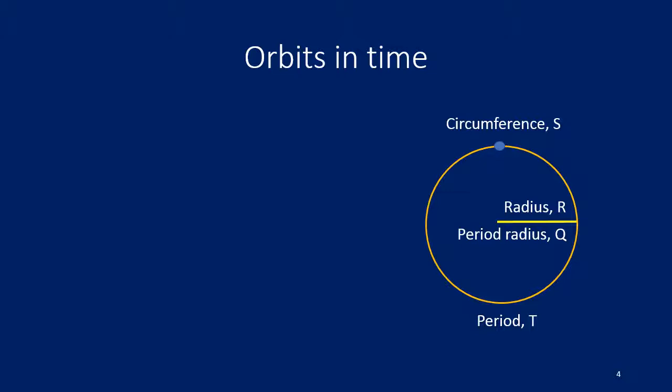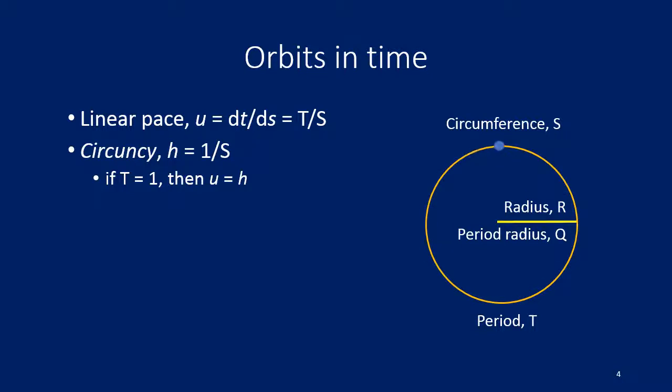Now let's look at orbits in time. The linear pace is defined as before, as u equals the change in time per unit length. And in this case, that equals the period of time divided by the circumference. We'll define a new word, circency, similar to frequency, h as the inverse of the circumference. Now if t, the time period, equals 1, then you can see that the linear pace and the circency are equal.